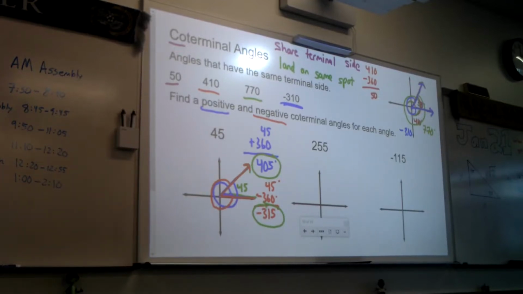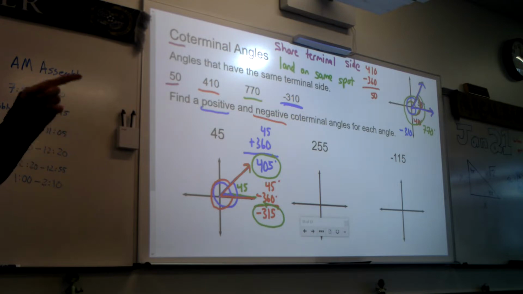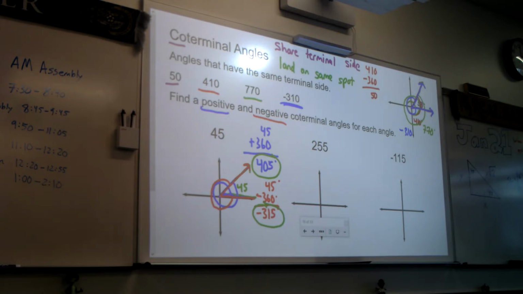Alright guys, that was some time to think on this. I need 2 volunteers. I want to say not Eleanor, not Mindy, or not Braylon, because they've had enough almond joys. So, someone else going for an almond joy. Who wants to take 255? Who wants to take negative 115? Go ahead, Melissa.